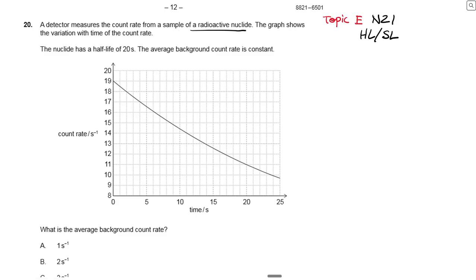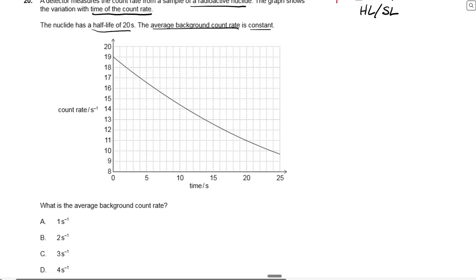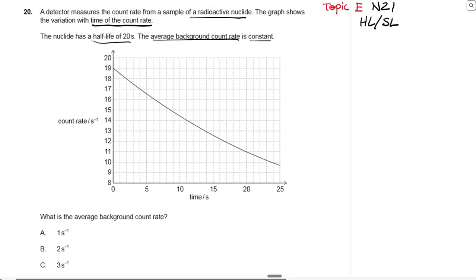The graph shows the variation with time of count rate. The nuclide has a half-life of 20 seconds. The average background count rate is constant. What is the average background count rate? Okay, so we have a half-life of 20 seconds, and so the count rate, let's look at this.